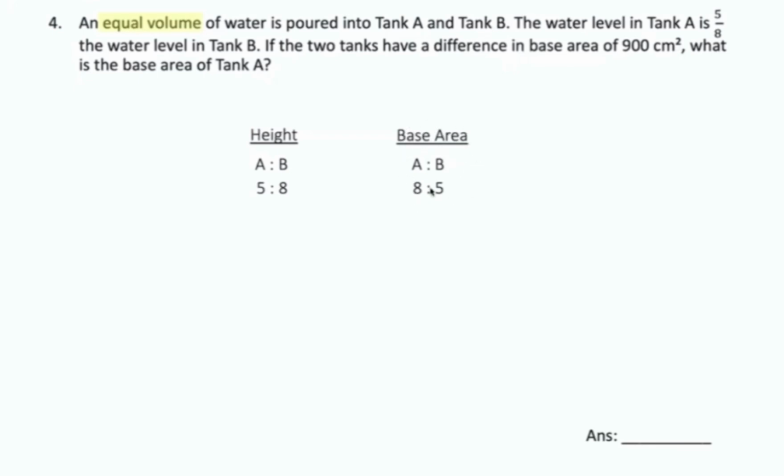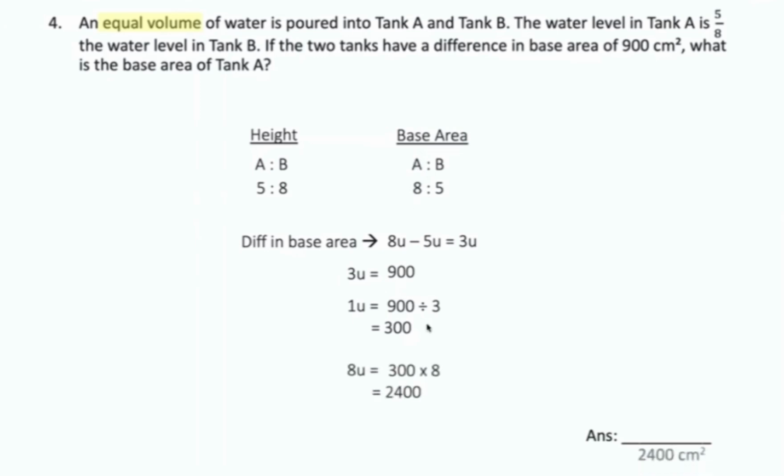Pick the right ratio, base area. Difference is 8 minus 5 units. 3 units is equal to 900. 1 unit is equal to 300. What is the base area of tank A? Focus. This is the ratio we are talking about, not this one. We are looking for tank A. So this is the number. This is the value, tank A. 8 times 300. Answer is 2,400.